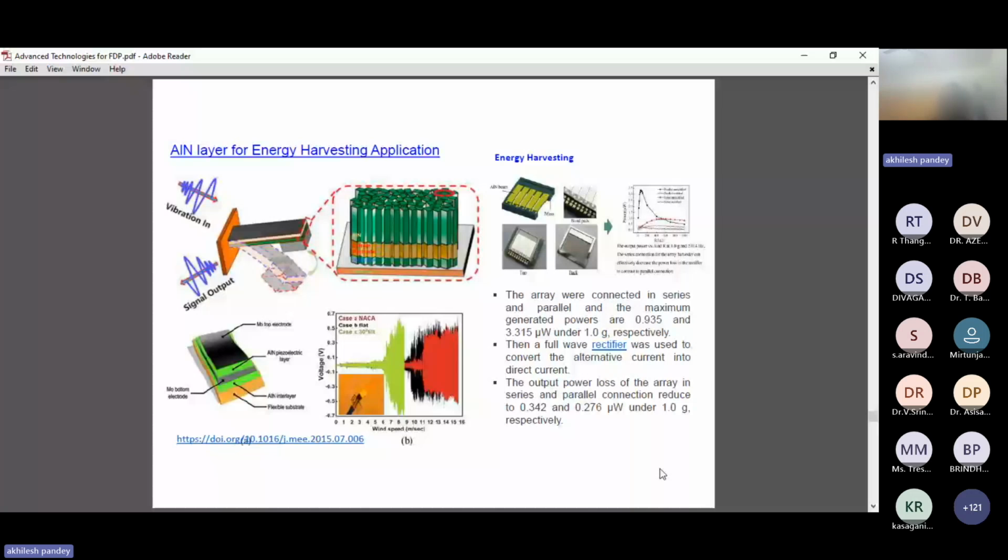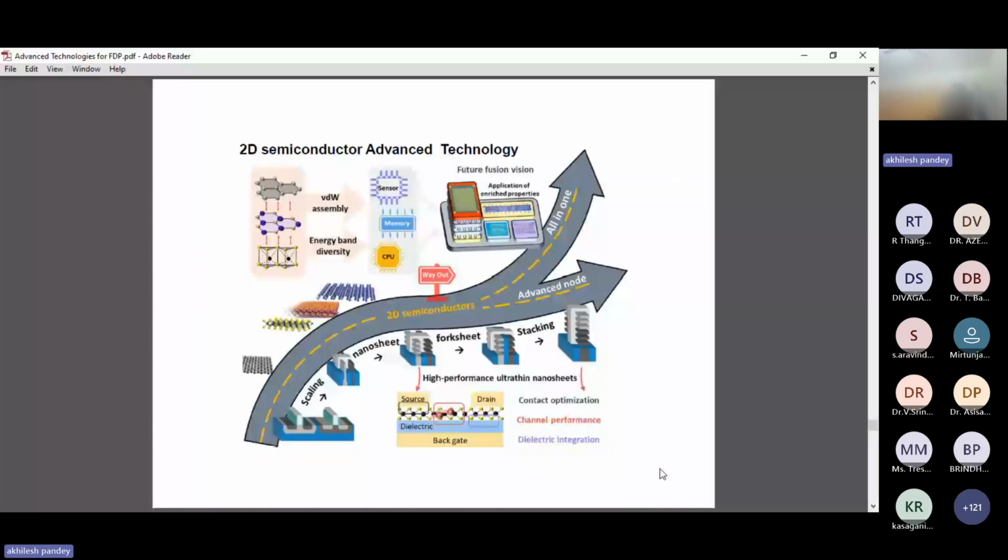piezoelectric materials. So I'll slightly show how 2D semiconductor technology can also be used in advanced technology. People are using these 2D materials for various sensing, or you can say modulators, like memory, CPU memory, sensors, and future vision devices. These are widely used right now.